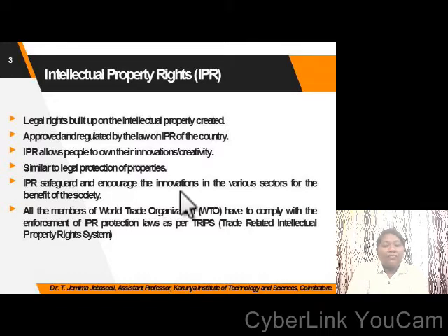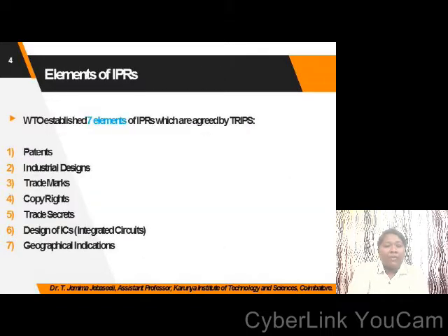All the members of the World Trade Organization are enforcing these intellectual property rights, under the law of protection as per TRIPS. What is meant by TRIPS? It is called the Trade Related Intellectual Property Rights system. This contains statements and agreements about what things can be patented, and how things can be registered and patented. Everything is defined under this TRIPS system. It is a well-defined system about the intellectual property rights of a particular product or an idea.